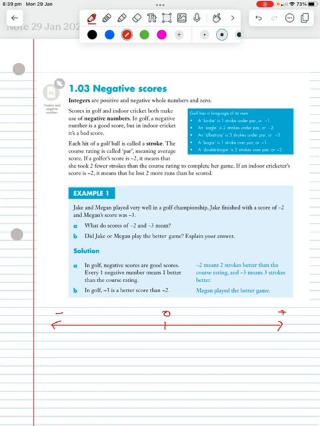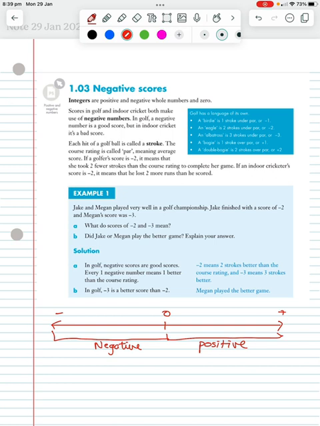So when we're looking at golf, scores in golf and indoor cricket both make use of negative numbers. So numbers that fall in this section are negative, and this chunk here is positive. In golf, a negative number is a good score, but in indoor cricket, it's a bad score, which can be a little bit confusing. So each hit of a golf ball is called a stroke.